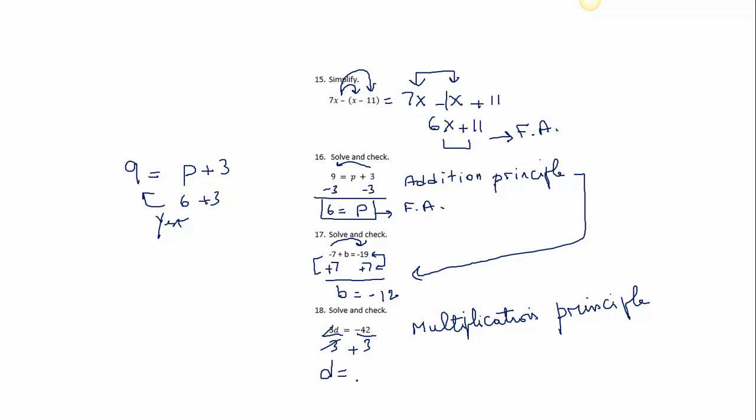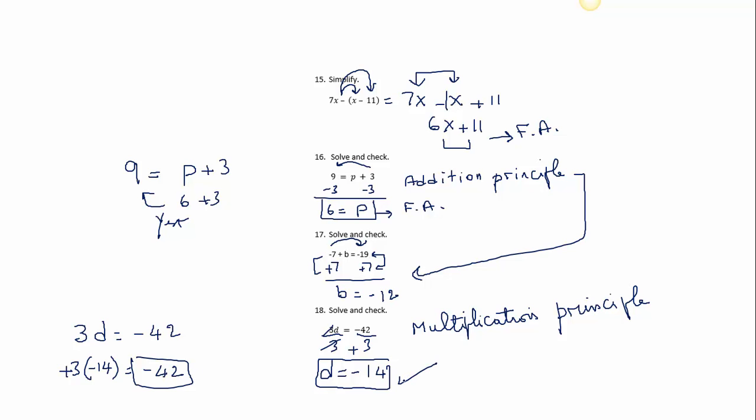And what is negative 42 divided by 3? Negative divided by positive is negative. 4 divided by 3 is 1, remainder 1. 12 divided by 3 is 4. Final answer. Let's check. 3d equals negative 42. Replace d by negative 14. 3 times 4 is 12. 3 times 1 is 3, and 1 is 4. Plus times minus is minus. So we got it right. So therefore, d equals negative 14 is the final answer.